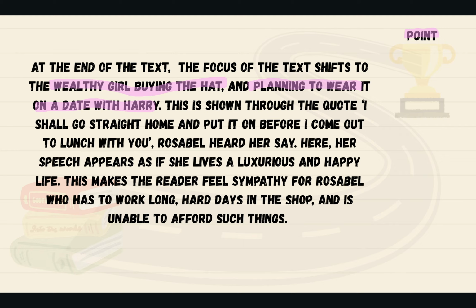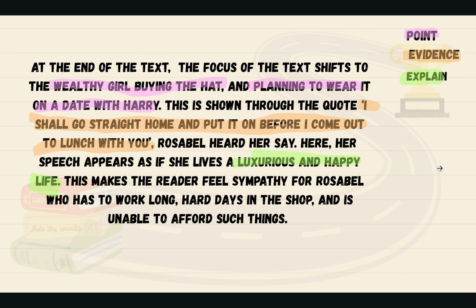So in pink, I've highlighted the points that I've made. So I've put the wealthy girl buying the hat, also planning to wear it on a date with Harry. Here I've highlighted the evidence, so the quotes that I've used. So I've put, "I shall go straight home and put it on before I come to lunch with you." And then in green, I've put down the quote explanations. So I've put down "a luxurious and happy life." In purple, I've linked it back to the focus of the question. So it said here makes the reader feel sympathy for Rosabelle, who has to work long, hard days and is unable to afford such things.